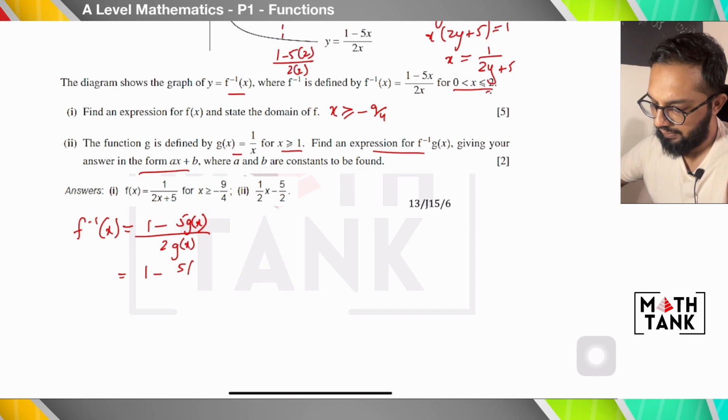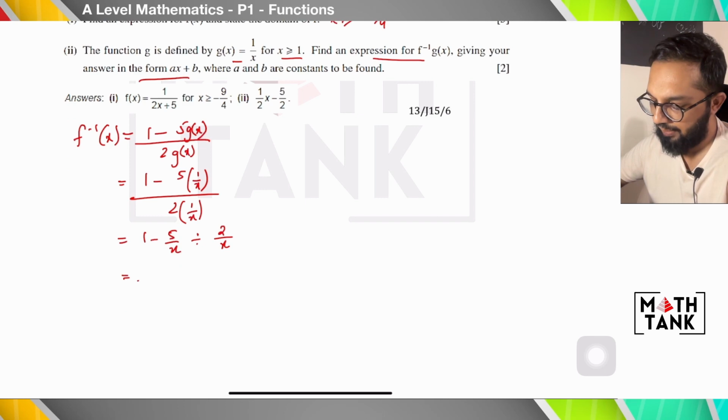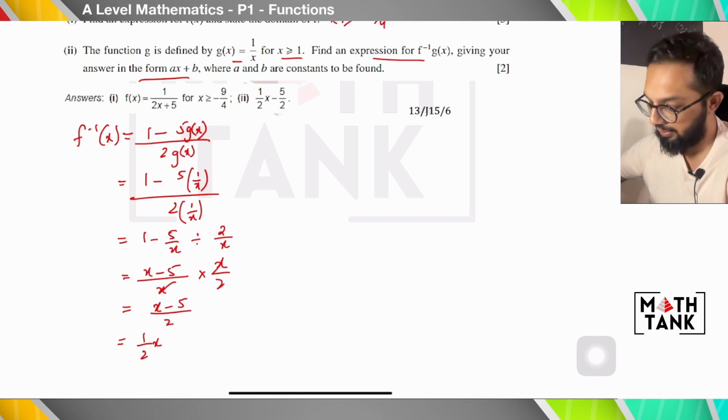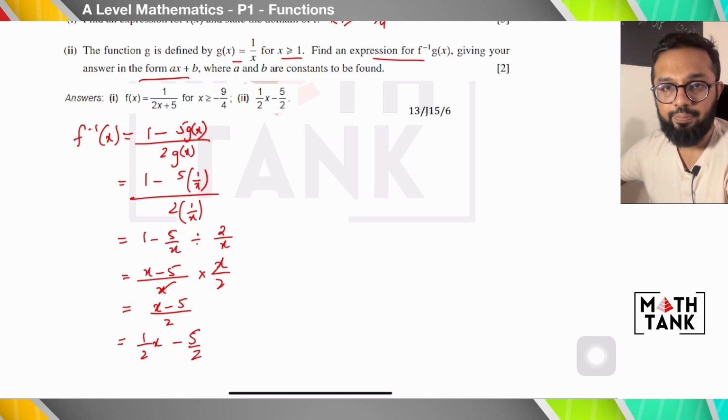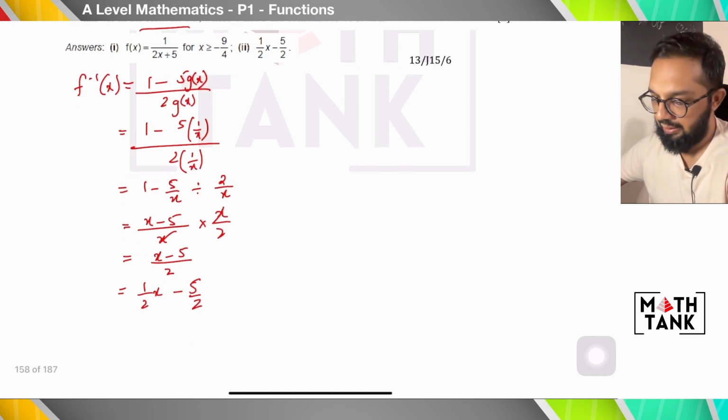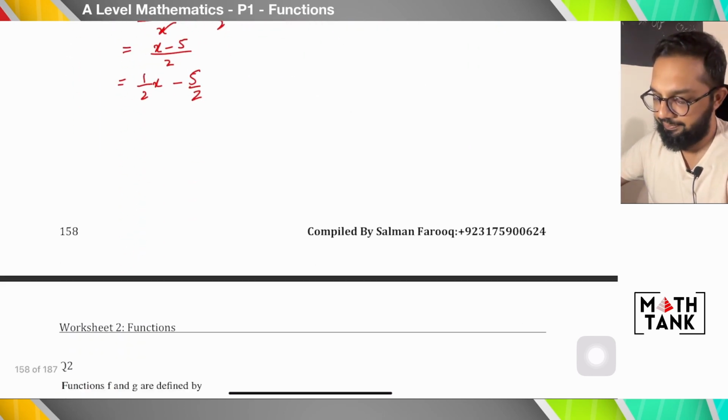I think that's simple. 5 into 1 over x and 2 into 1 over x. Whenever I have a fraction upon a fraction, I have a habit of writing this as a divide sign so that it's easier for me to manipulate. I can take an LCM here and reverse this and say that this gives me x minus 5 over 2. I want it in the form ax plus b, so I'm going to separate the two and tell you that that is the final answer. That matches with the answer here as well.